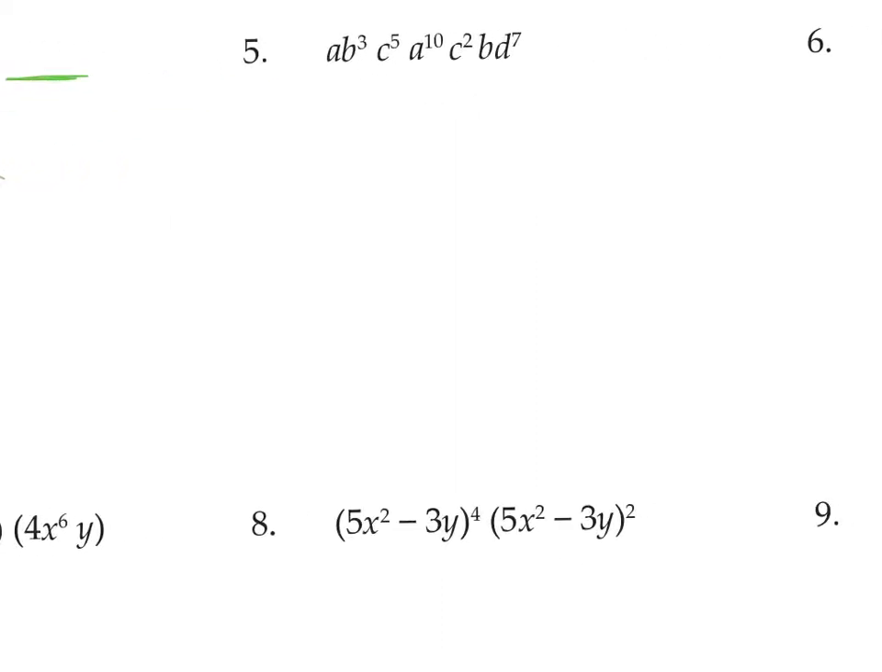On number 5, it looks like we have 4 different bases. We have a, b, c, oh, and there's even a d over here. So you can rearrange these if you want and put the a's all together if it helps you. There's a to the 1 right here. There's an a to the 10 here. When we put those together, we add the exponents, we get a to the 11.